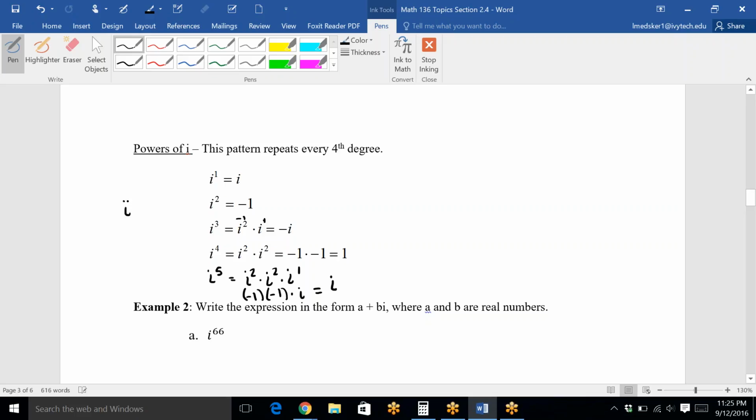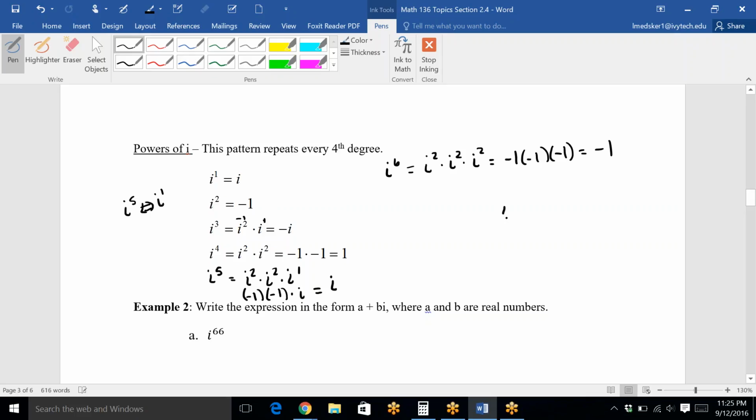So I to the fifth maps back to I to the first, and it keeps going. I to the sixth should then map to I squared. So let's prove that. I squared times I squared times I squared. You'd need 3 of them to make 6. So that would be negative 1 times negative 1 times negative 1, which is negative 1. So notice I to the sixth is I squared.